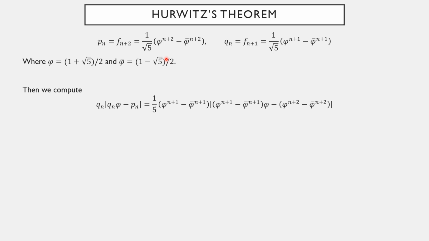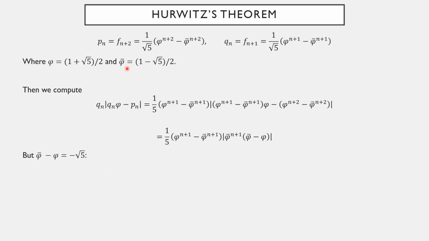Okay, now the point here is that for Qn phi, Qn is just this expression right here. Pn also has a 1 over root 5, and Qn here has another 1 over root 5. So after factoring all that out, we just have a 1/5. Here's the numerator from the Qn, and here's Qn phi minus Pn, once the numerators have all been simplified. Now inside the absolute value here, we multiply some stuff out. We get phi to the n plus 2 minus phi to the n plus 2. Those cancel. A minus phi bar to the n plus 1 times phi. And a plus phi bar to the n plus 2. So that's there.